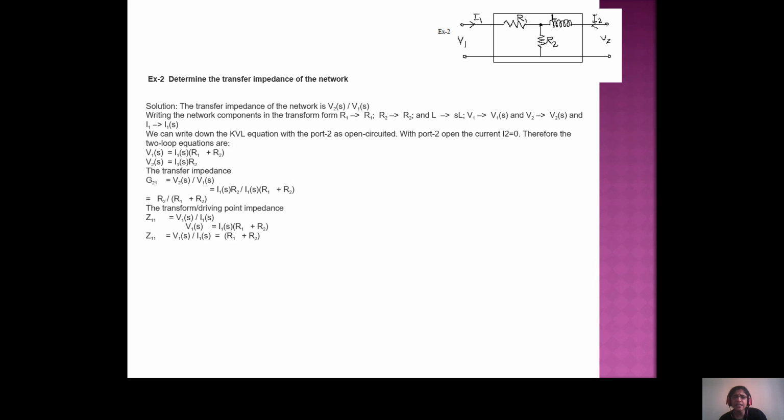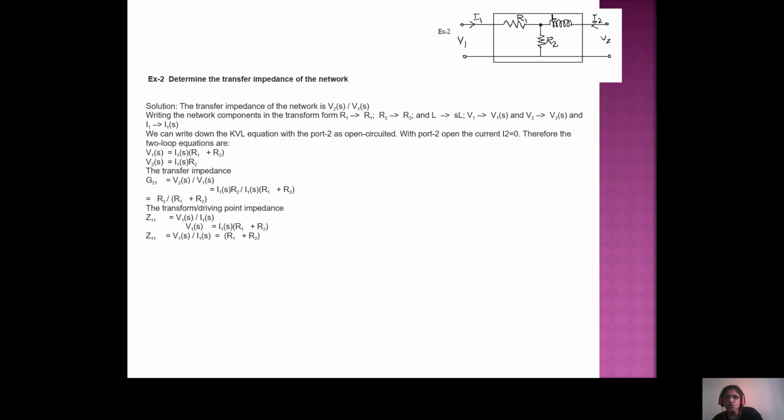We can write the KVL equation with port 2 as open circuit. First you have to write open. When it is open, the inductance becomes 0, and with port 2 open circuit, the I2 current will be 0. Therefore, two loop equations: V1 of S is equal to I1 of S into R1 plus R2. V2 of S is equal to I1 of S into R2, because here the inductance must be 0.